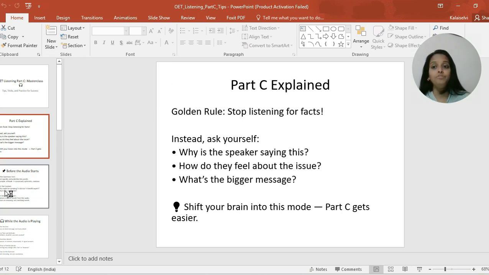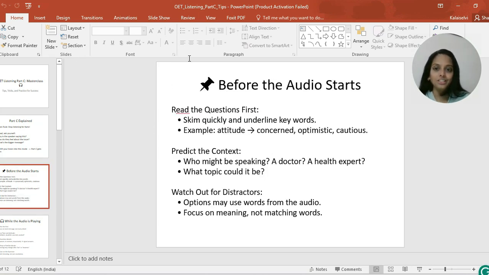Okay, before the audio, what you should do? First, you have to read the question. You get time to skim the questions and options before the recording starts. So use this time wisely. You have to look for keywords. For example, if the question asks about the speaker's attitude, you can underline words like concerned, optimistic, or cautious, just an example.